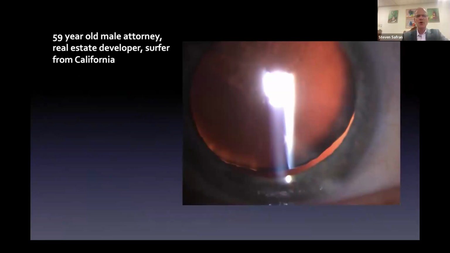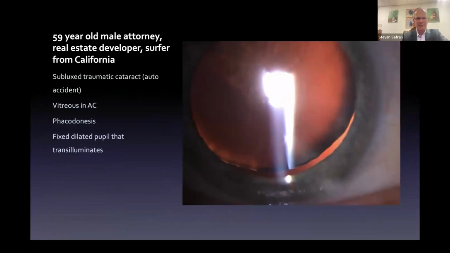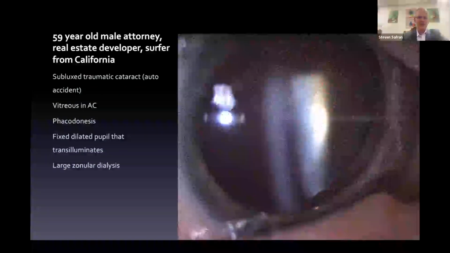There's a 59-year-old male attorney, real estate developer, surfer from California. He's sort of one of these guys who does everything. He's a master of the universe type, was in a car accident, and he has a subluxated lens, vitreous in the anterior chamber, phacodonesis, a fixed dilated pupil that transilluminates, and a large zonular dialysis.